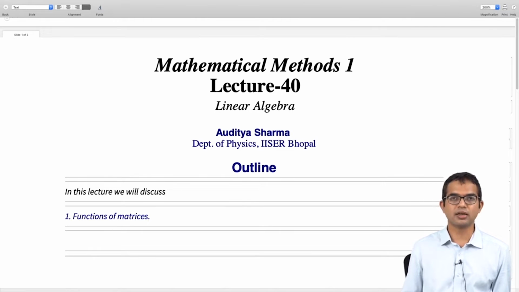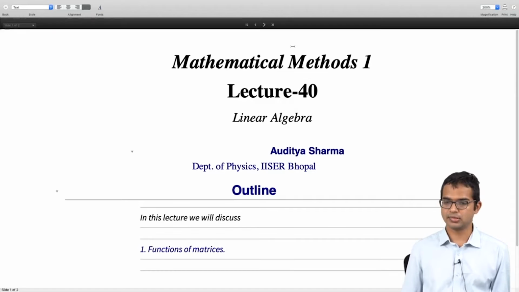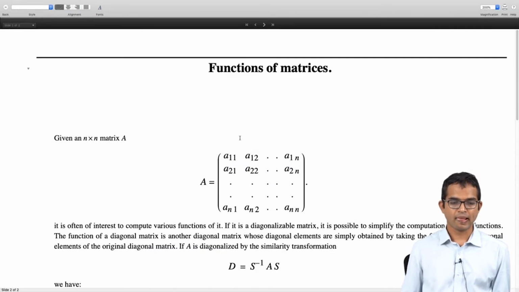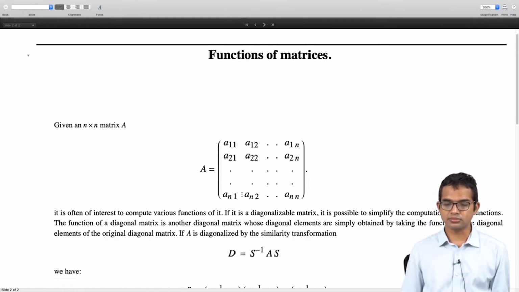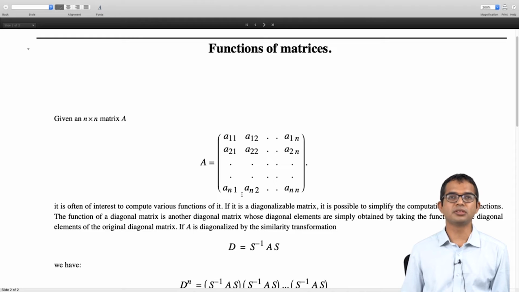And then we'll also look at a theorem, which is an important theorem, which can be profitably discussed in this context. Okay, so given an n by n matrix A, oftentimes we are interested in looking at what A squared is. That's going to be another matrix. A cube, A power n, or in general some function of this matrix A. Now if it is a diagonalizable matrix, then this kind of a computation is greatly simplified.